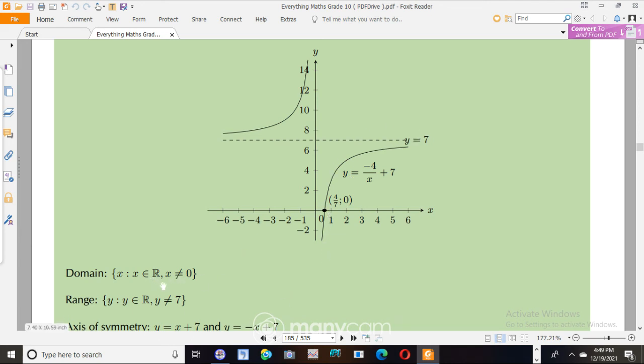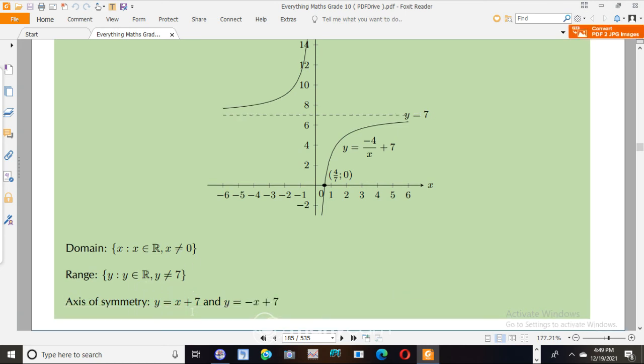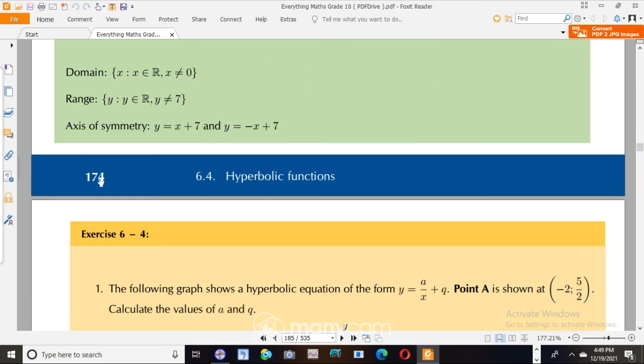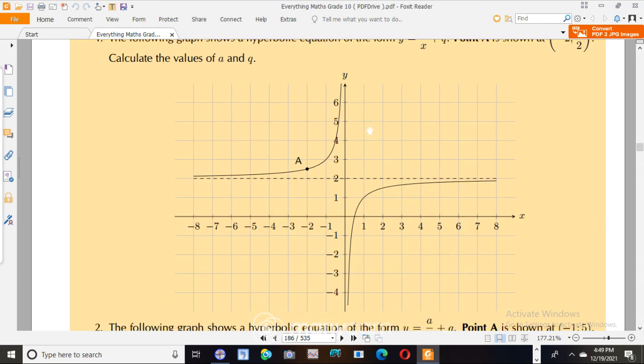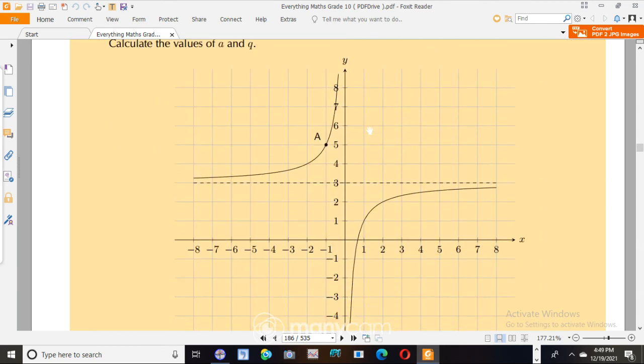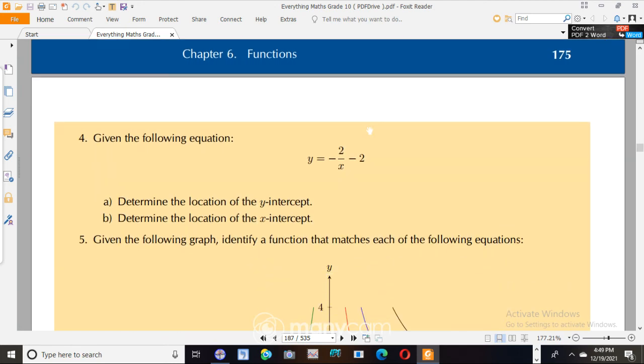The domain: x is an element of the real numbers, x is different from 0. The range: y is different from 7. The asymptotic or symmetry lines are y = x + 7 and y = -x + 7. Here you can do this by yourself. This will help you as an exercise.